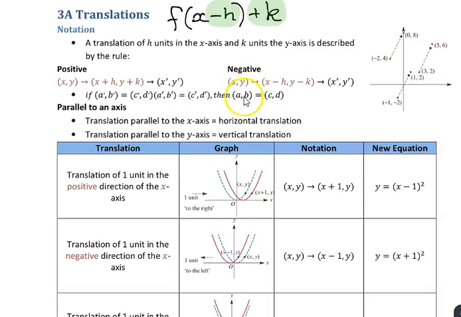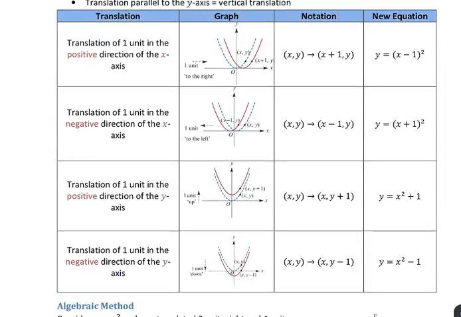The negative is exactly the same, but we're just moving backwards. So x minus h and y minus k are implying a negative shift in the x-axis and a negative shift in the y-axis to give a new x and a new y. These shifts are parallel to the axes and they don't change the shape. It's just shifting the graph. So looking at each of these separately, we get these 4 situations here.